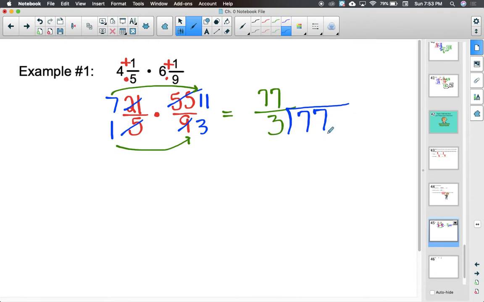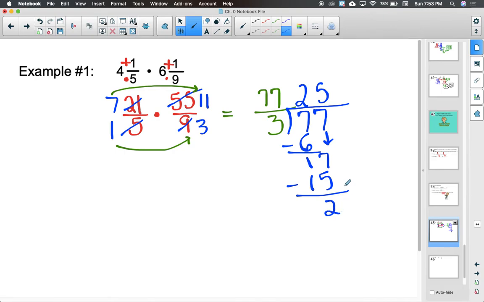So we'll do some division, but we're going to stop as soon as we get to a remainder. So 3 goes into 7 twice. 2 times 3 is 6. Subtract and we get 1. Bring down the 7. 3 goes into 17 5 times. 5 times 3 is 15. Subtract, and get a 2.